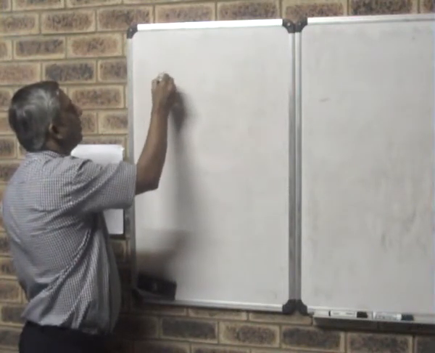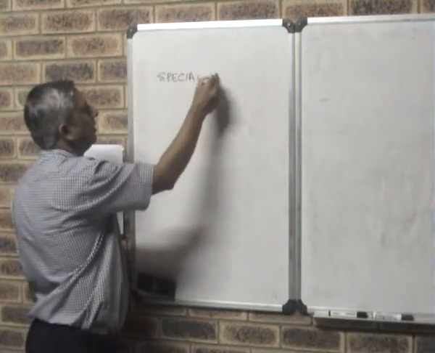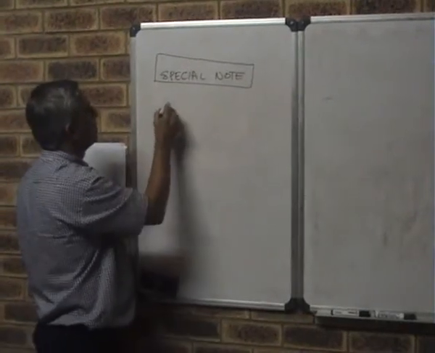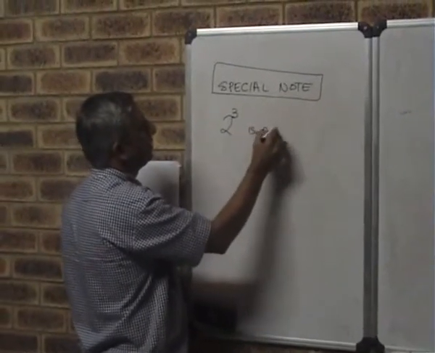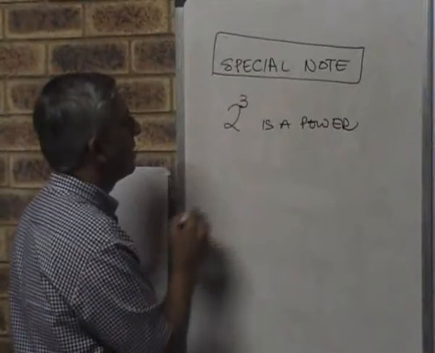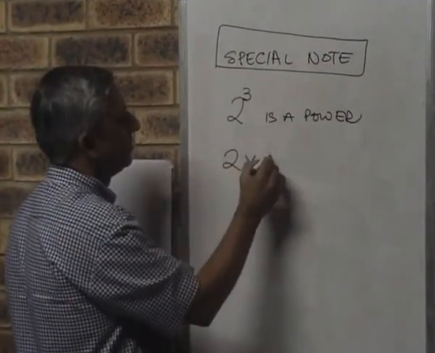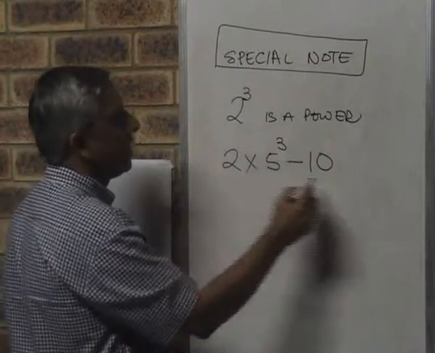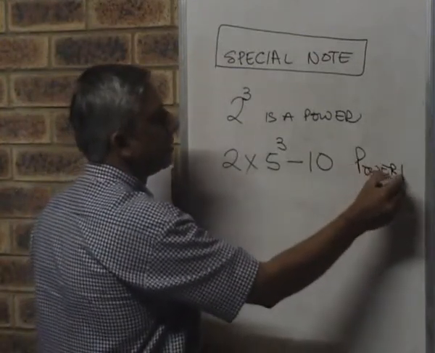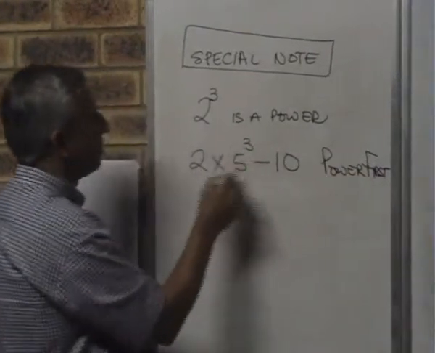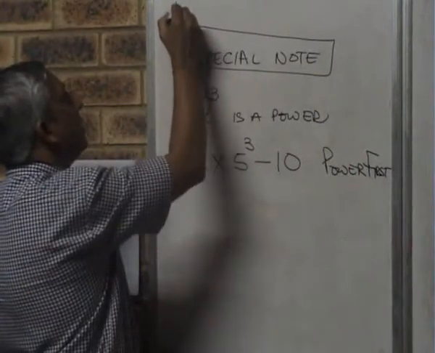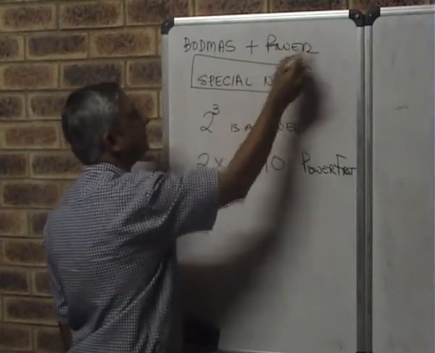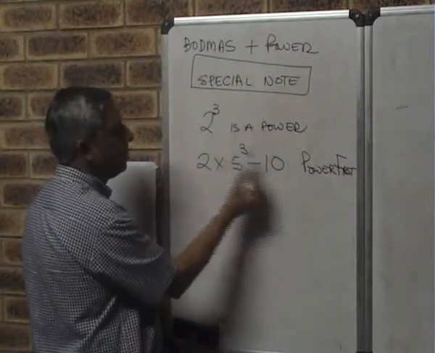Alright, now I want you to take special note of the following rule. It also involves BODMAS. Sometimes you get powers. 2 cubed is a power. So you can get a question like this. 2 times 5 cubed minus 10. So what happens here, you have to do the power first. You must do the power first. So what we are saying is, we've got BODMAS plus power. So if a power is involved, then you must do the power first.